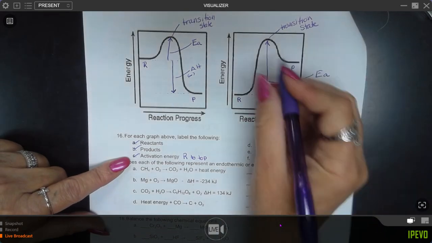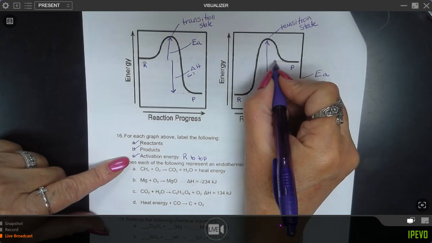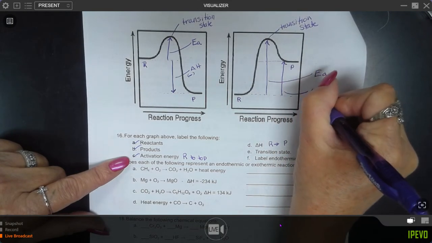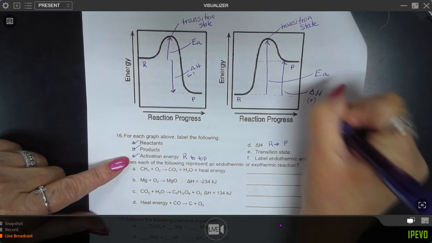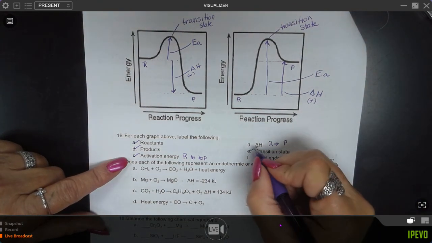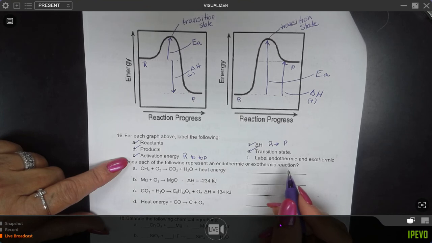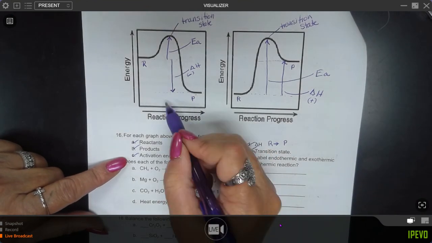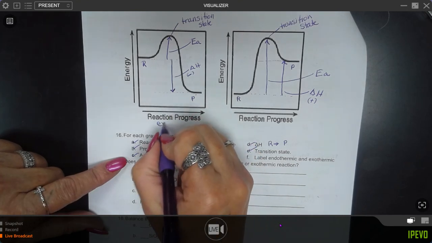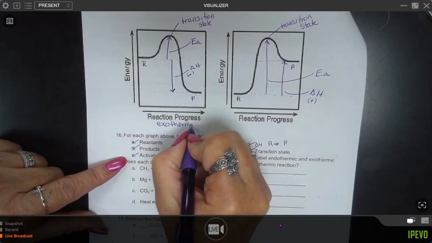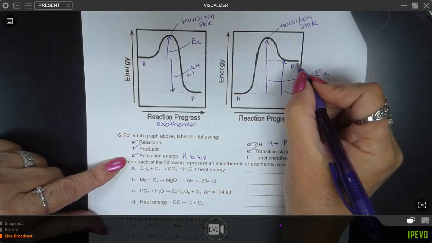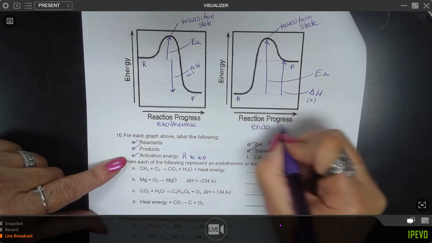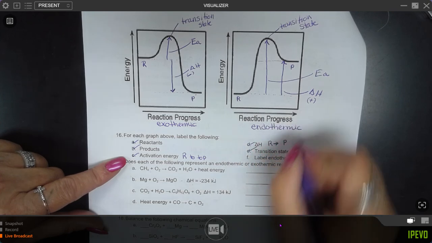This one, again, still from the reactants all the way up to the products. Since it's going up, it's going to be a positive number. Let's see. And then endothermic, exothermic. So remember, when the energy of the products is lower than the energy of the reactants, that is when we have an exothermic reaction. And when the products are at a higher energy than the reactants, that is when we have an endothermic reaction. All right.